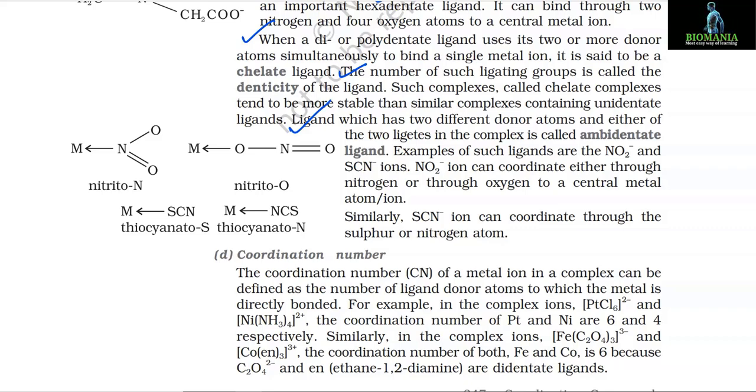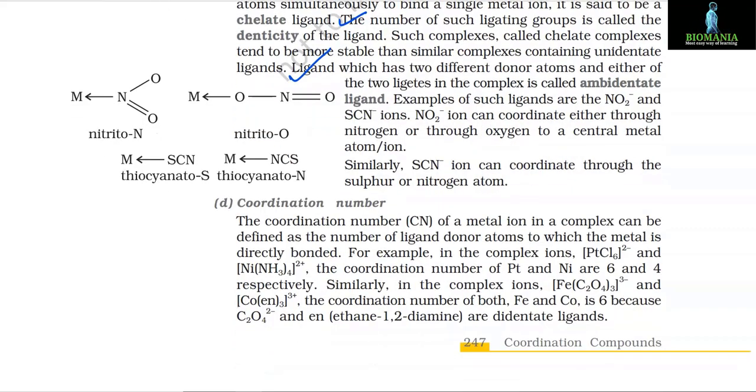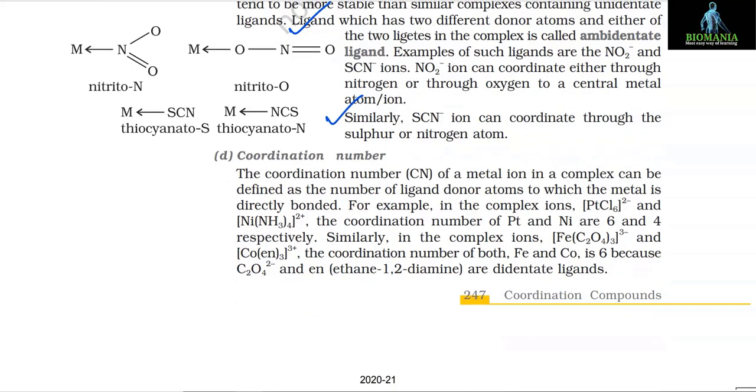Examples of such ligands are the NO2- and SCN- ions. NO2- ion can coordinate either through nitrogen or through oxygen to a central metal atom or ion. Similarly, SCN- ion can coordinate through the sulfur or nitrogen atom.